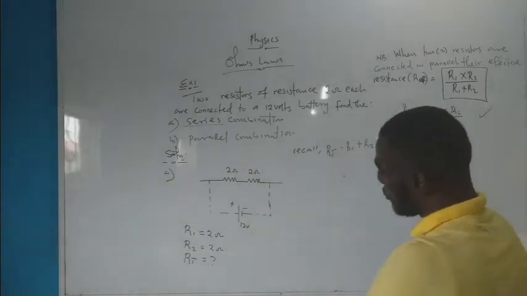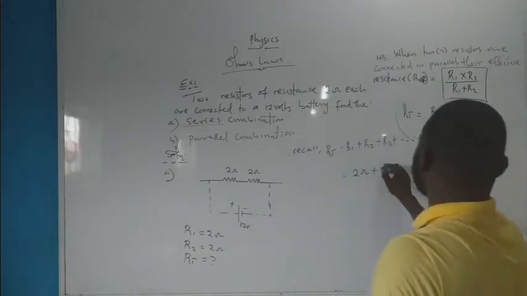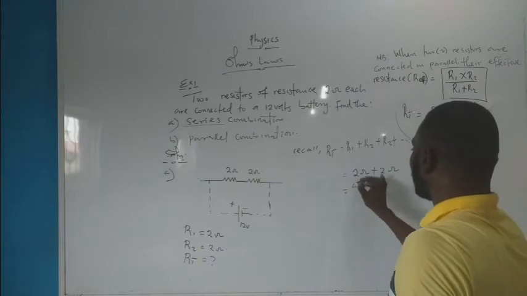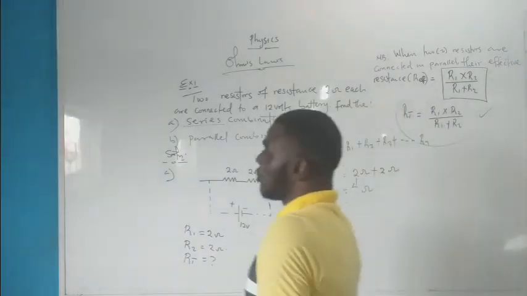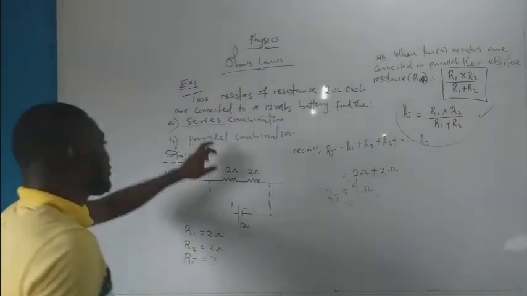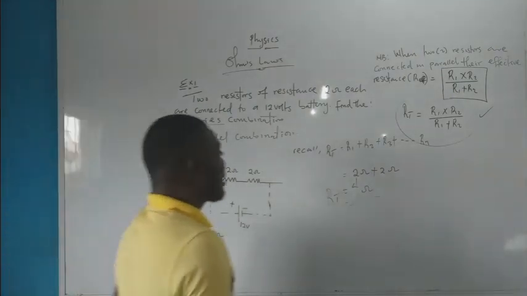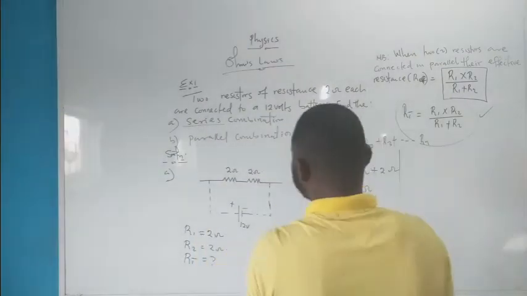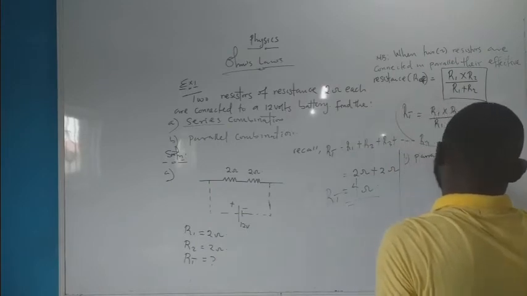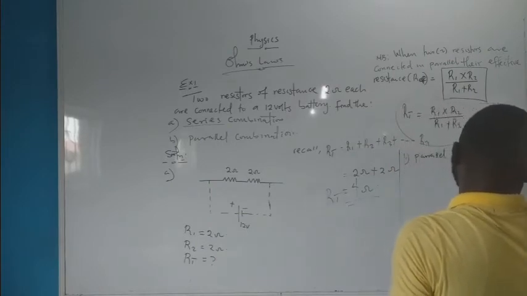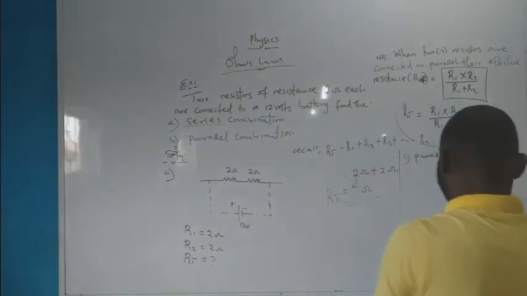So what's R1? R1 is 2 ohms plus R2, which is 2 ohms, equals 4 ohms. That will be R total when connected in series. So let's look at the parallel arrangement. B, parallel combination.